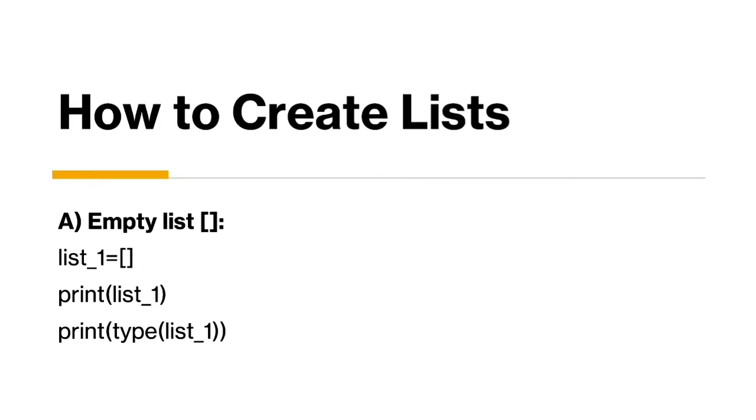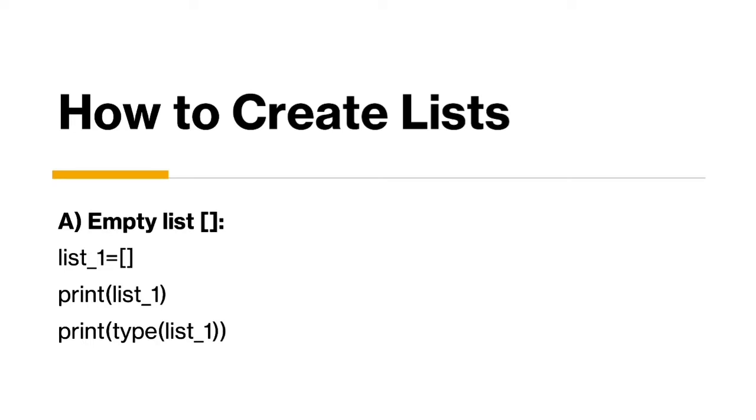Talking about the creation of a list. The first method with which we can create a list in Python is creating an empty list. A list in Python is enclosed in square brackets. So what we can do is name a variable and make it equal to square brackets that are empty. And if you print the list, then you will have empty brackets on your screen. And if you print the type of the list, you will get class list.